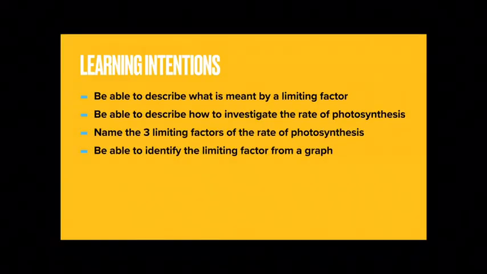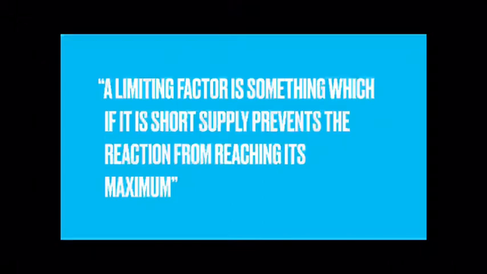So our learning intention is to describe what is meant by a limiting factor, and describe how to investigate the rate of photosynthesis. The rate in biology and science refers to how fast something happens. So when thinking about how fast or how much photosynthesis is happening, we're going to say the rate of photosynthesis. Name the three limiting factors of the rate of photosynthesis, so three things that will limit the maximum rate, and be able to identify what the limiting factor is from a graph.